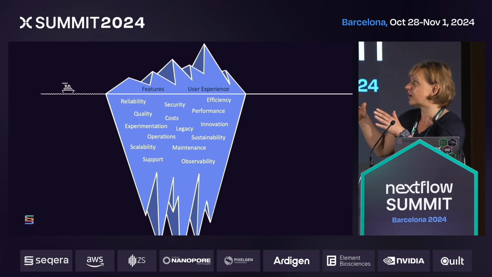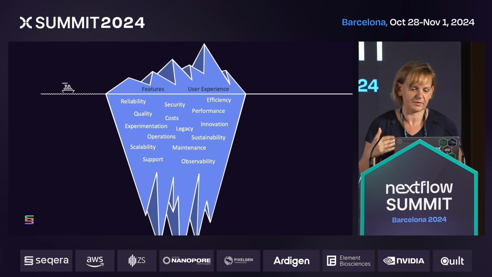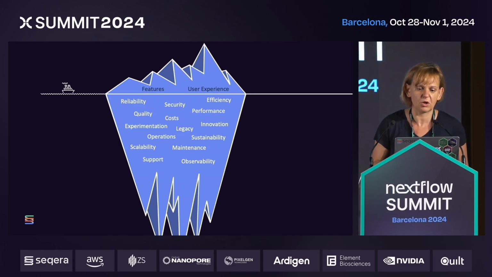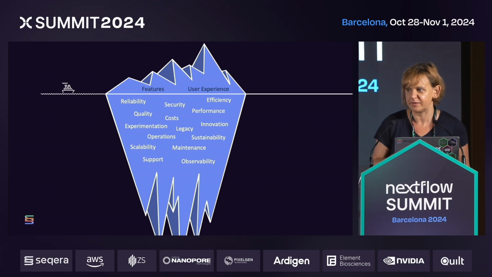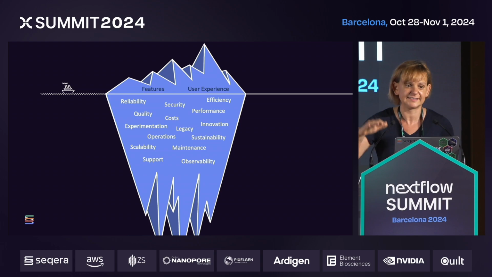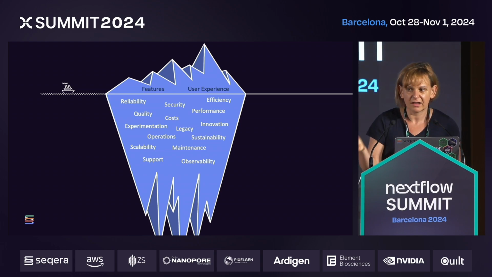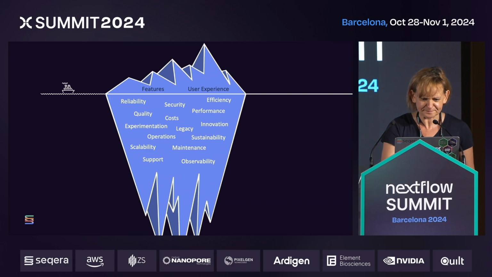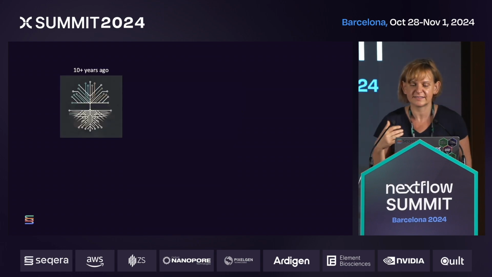So think about your user experience as the things that are showing up on the top of the iceberg, but everything else that is below the water comprises your user experience as well. And this year has been a pretty big year for us in investing into things below the water, and that's why I wanted to come up here and talk about it.